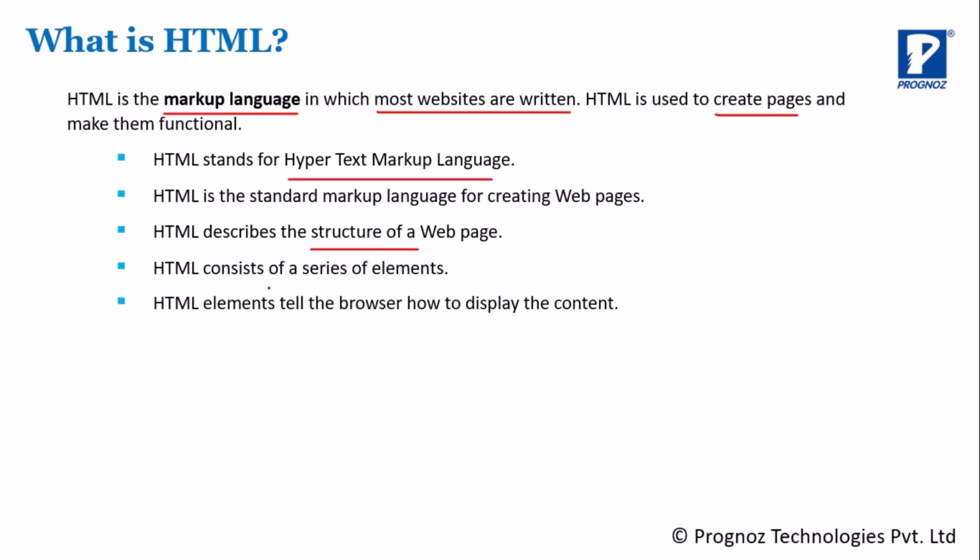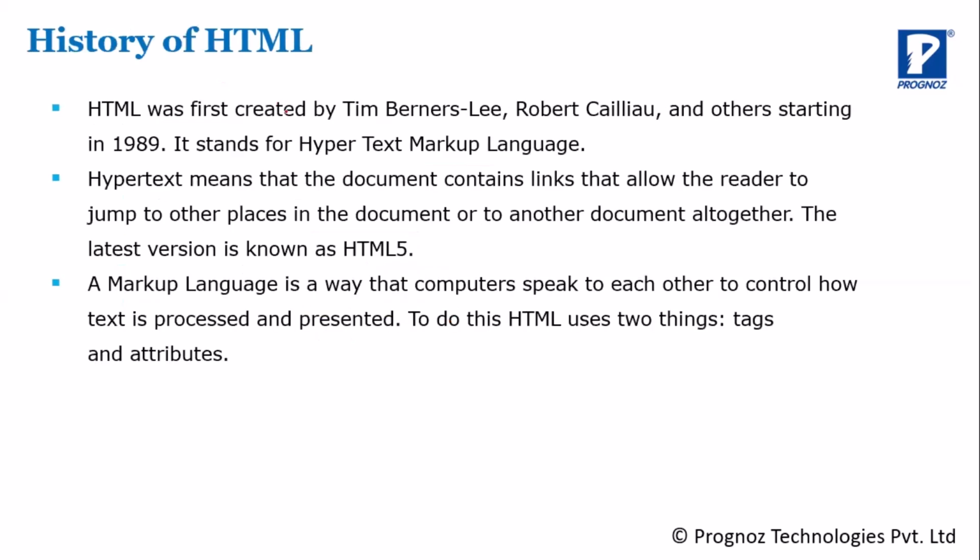HTML contains lots of elements or tags, and using the tags or elements we can build applications and design the web page. An HTML element tells the browser how the content is going to be displayed, so we use particular elements of HTML. HTML was first created by Tim Berners-Lee, Robert Cailliau, and another person in the year 1989. The full form is Hypertext Markup Language. It means it is a document which contains links.